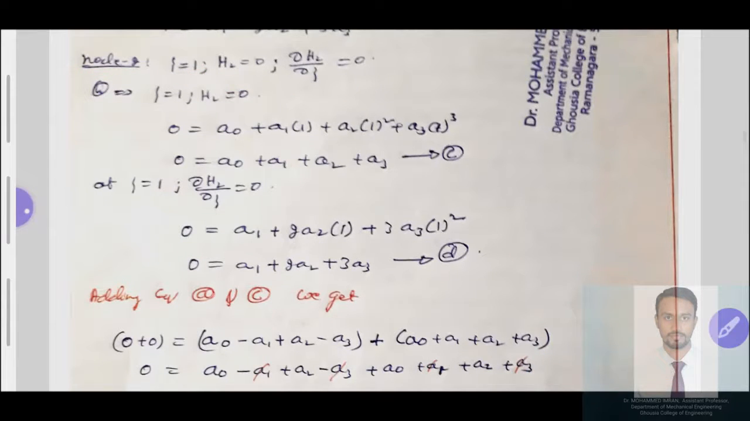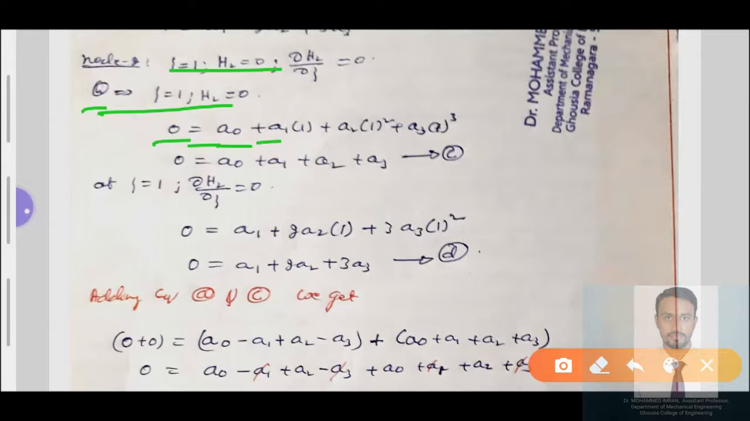Now I'll take the first condition at node number 2 to find out the values of the unknowns A0, A1, A2, A3 for the Hermite shape function h2. At zeta equal to 1, h2 is equal to 0. Then equation number 4 becomes 0 equals A0 plus A1 times 1 plus A2 times 1 square plus A3 times 1 cube.